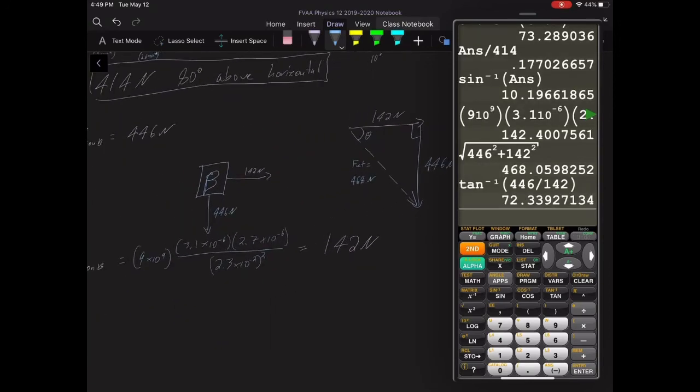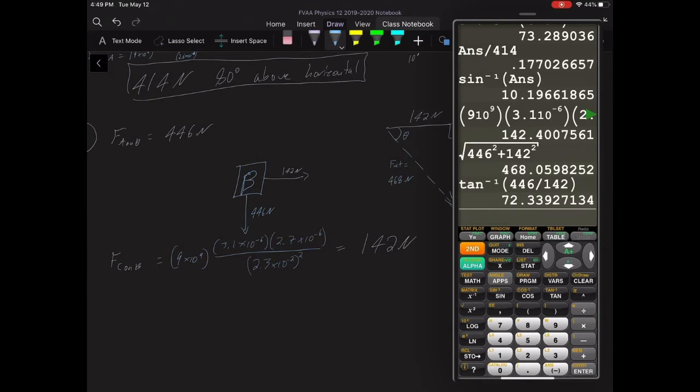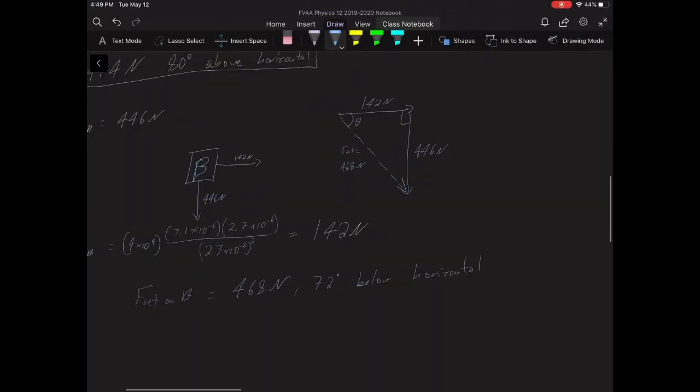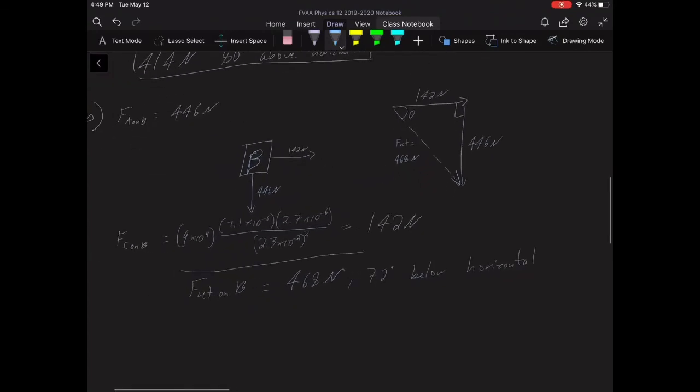So your final answer for the net force on B would be 468 newtons, 72 degrees below horizontal. And when I say horizontal, I'm always assuming the positive x-axis, just so that's clear.